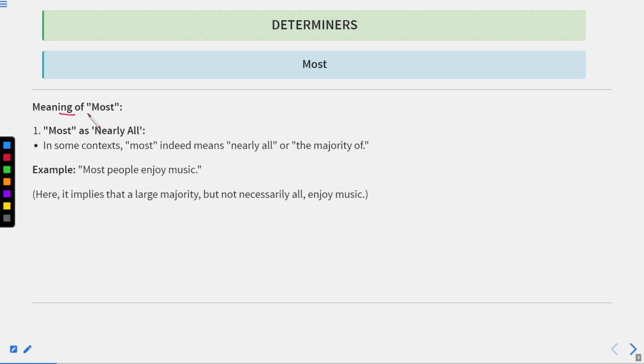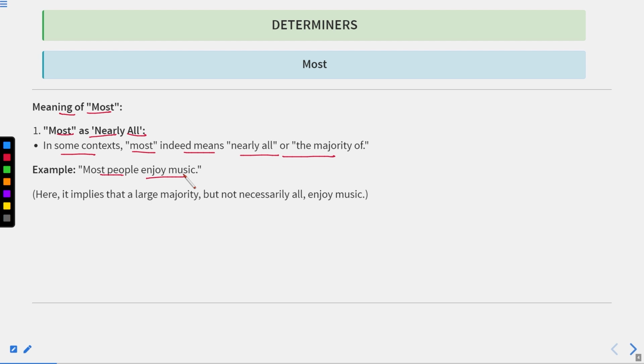First of all, let us discuss the meaning of most. Most as nearly all. If I talk about the word most, what does it mean? It means basically nearly all. For example, if I say most of the students, it means I am talking about almost all the students, not all the students, but almost all the students. In some contexts, most indeed means nearly all or the majority of. It means many of them, or a majority of.